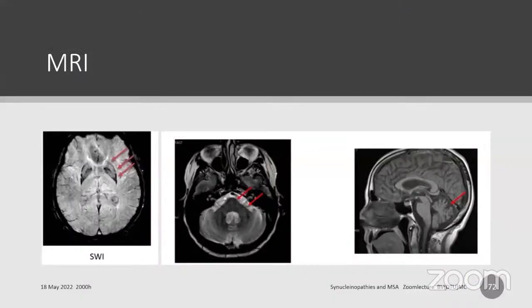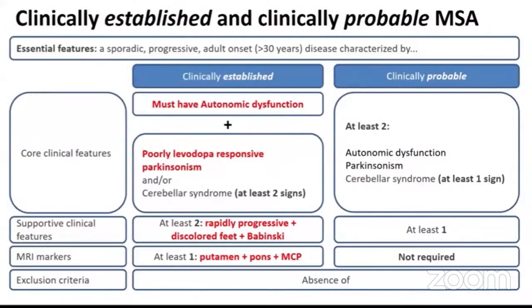And you can see the hot cross bun sign, the cerebellar atrophy, and then the pitomenal sign. These are present. This is a gradient echo, SWI image, where you can see the sign. So this is a probable diagnosis of MSA. There is poorly levodopa-responsive Parkinsonism, rapidly progressive, discolored feet, Babinski, putamen, pons, and MCP. All these features will make you feel that it is MSA.